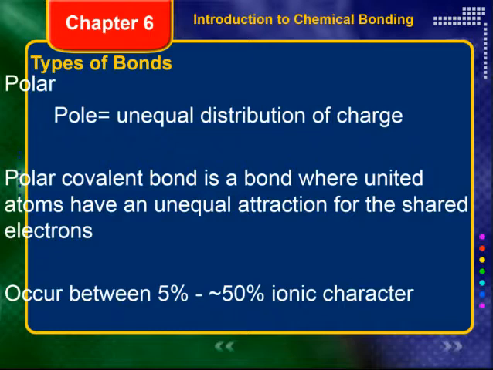Now, not so greatly that it completely transfers the electrons and forms an ion, not quite that strong, but it is strong enough to pull those electrons a little bit closer to one atom versus the other, even though they're still being shared. Now, when you calculate your electronegativity difference, if you get a number in the range between 0.3 and 1.7, you're going to conclude that that bond is a polar covalent bond. You can also conclude that that bond shows anywhere between 5% and 50% ionic character.